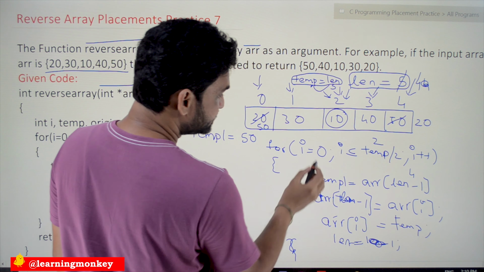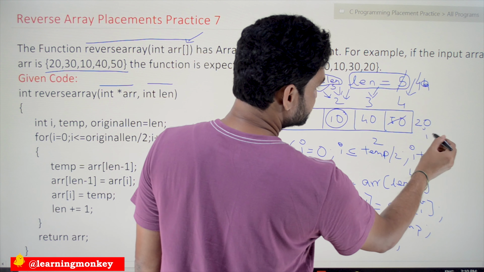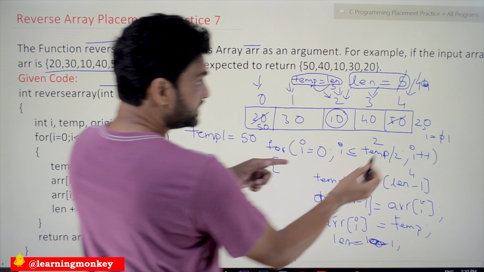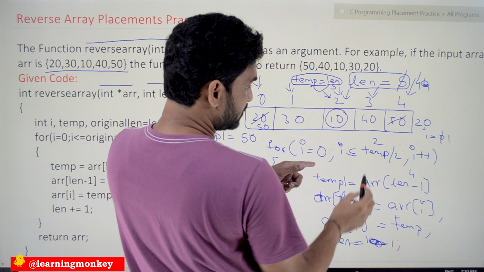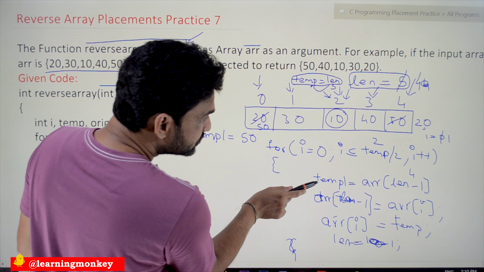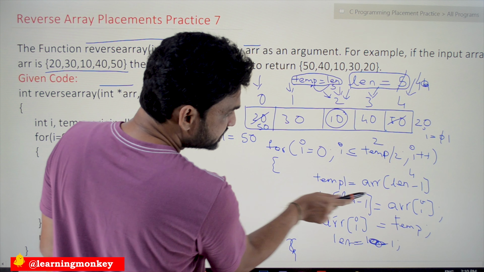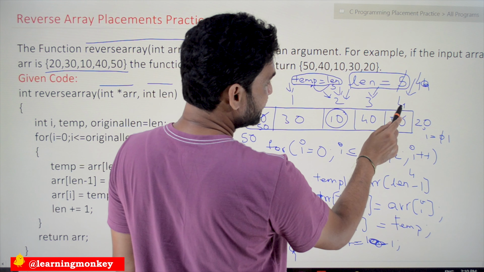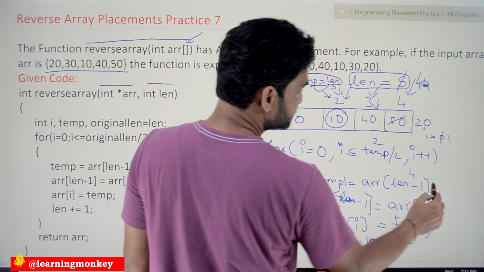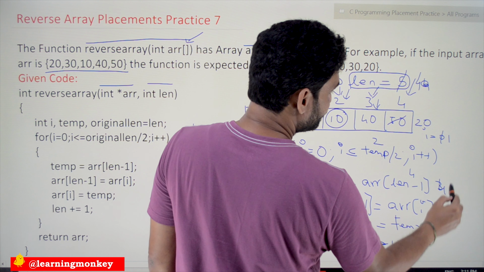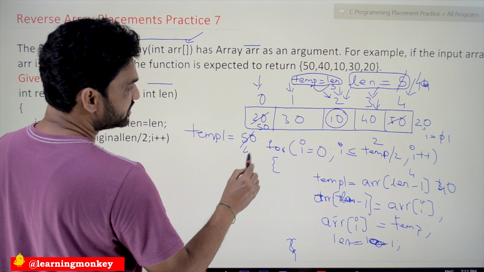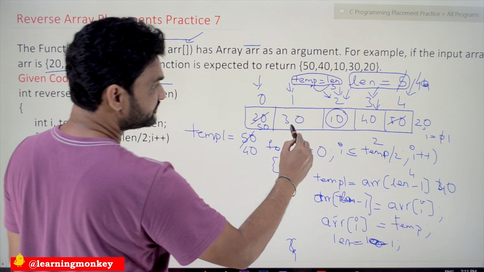Again in the iteration the value of I is equal to 0 previously, now it will become 1, and this ln is equal to 4 now. So this one, temp1 is equal to array of ln minus 1. ln minus 1 means this one. So this is going to be 40. So this temp1 is going to be stored with 40 now.